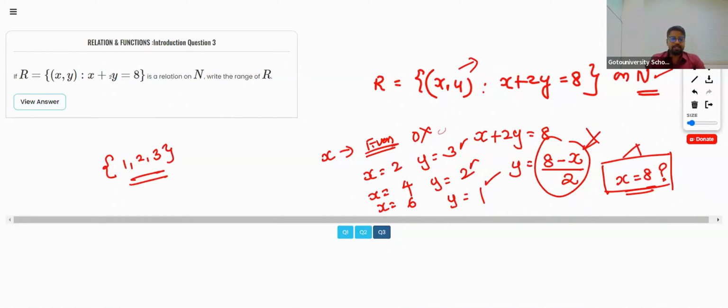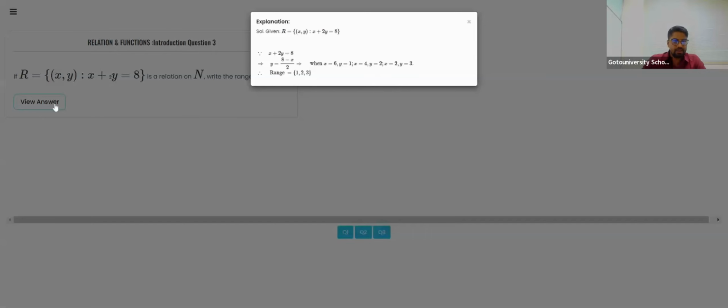Shall we verify? As it is not a multiple choice question, shall we verify our answer with the answer given here? I can show you exactly what I got. The range of this is 1, 2, and 3. Right? So let's go for the next one.